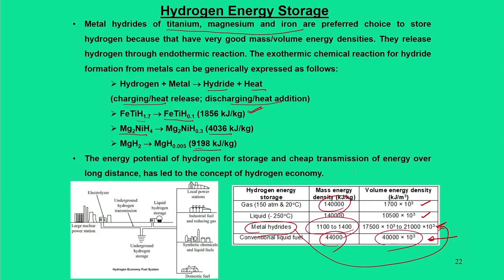This is mainly because it has cheap transmission of energy over long distances. One can conceptually think that from a large scale power station, if we want to extract hydrogen energy, we can think of storage underground or in liquid form. Through this transmission process, we can feed it to the power system, send it to industrial fuels, make synthetic chemicals, and also explore domestic fuels. So, this cheap transmission of energy gives hydrogen attention for next generation systems.